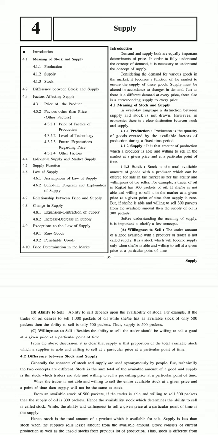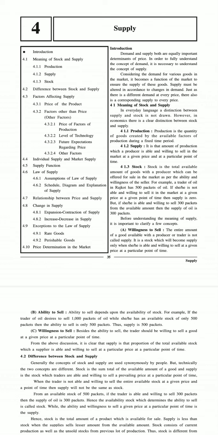As given in the example in the textbook, the trader desires to sell 1000 packets of oil, but he has only 500 packets. So in that case, the supply will become 500 packets. So this is how the two concepts, that is the willingness to sell and the ability to sell, are understood from the viewpoint of the term supply.